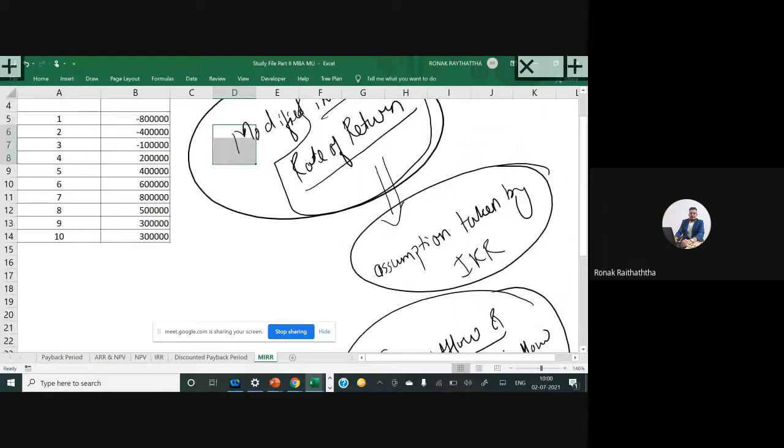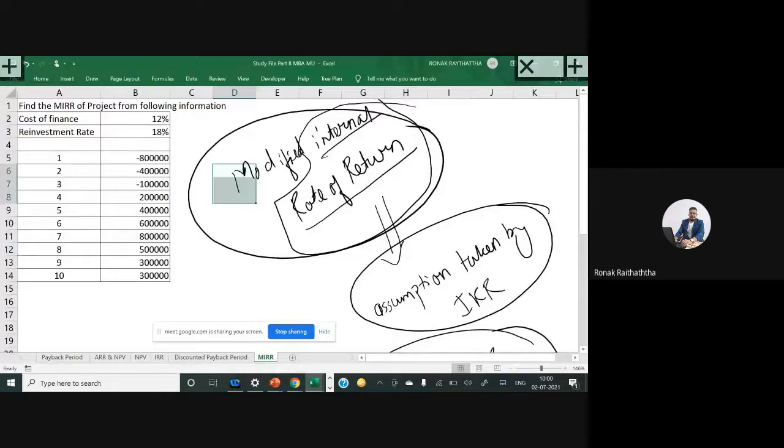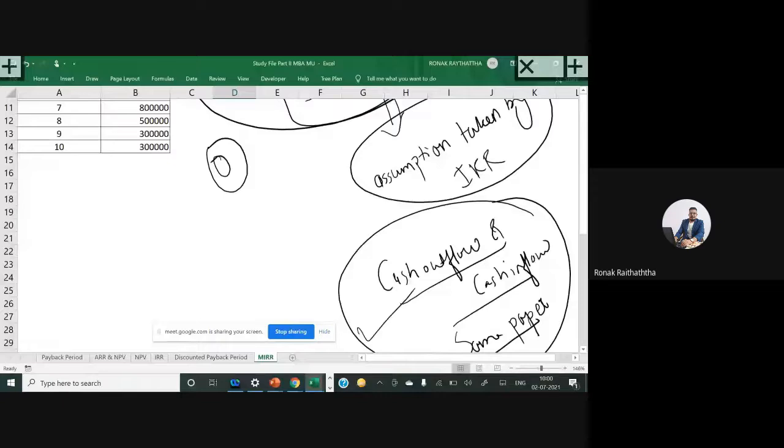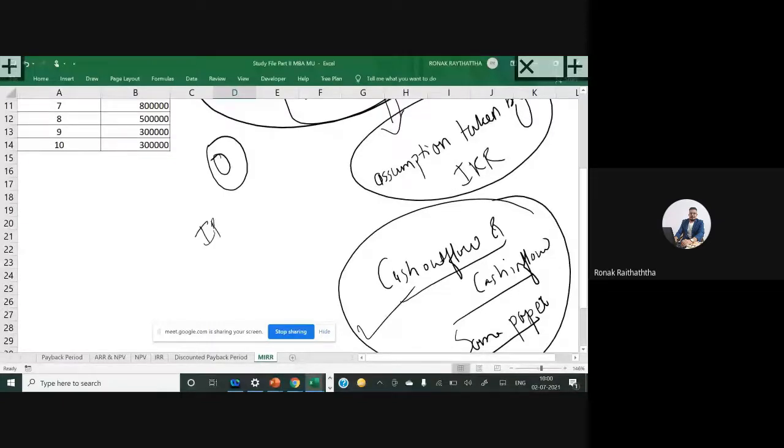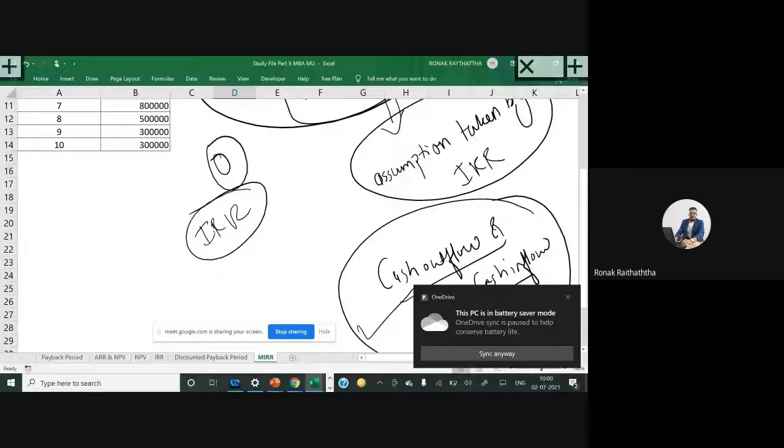So inflows and outflows both were taken the same, and both were discounted at the IRR only. So if you discount your inflows and outflows at IRR, then NPV will be 0, because that was our primary condition, to make the NPV 0. So if you discount all your inflows and outflows at IRR, the NPV will come to 0. That means inflows and outflows both are treated equally, which is the wrong assumption. You cannot treat inflows and outflows equally. That's why there was a modification required in the IRR, and that modification is the MIRR.